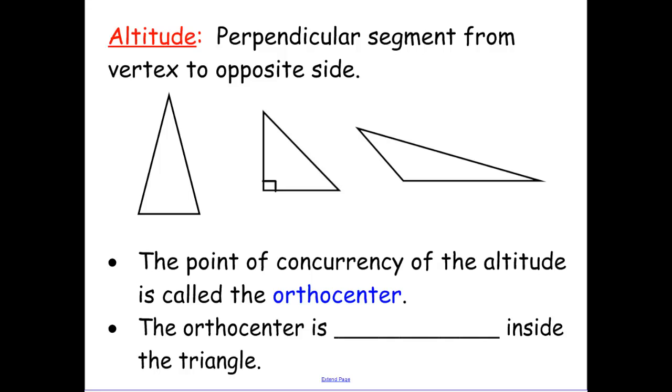An altitude is a perpendicular from the vertex to the line that contains the opposite side. In an isosceles triangle, that altitude bisects the opposite side. In a right triangle, that's an altitude, and that's an altitude. Just keep in mind that the legs are also altitudes.